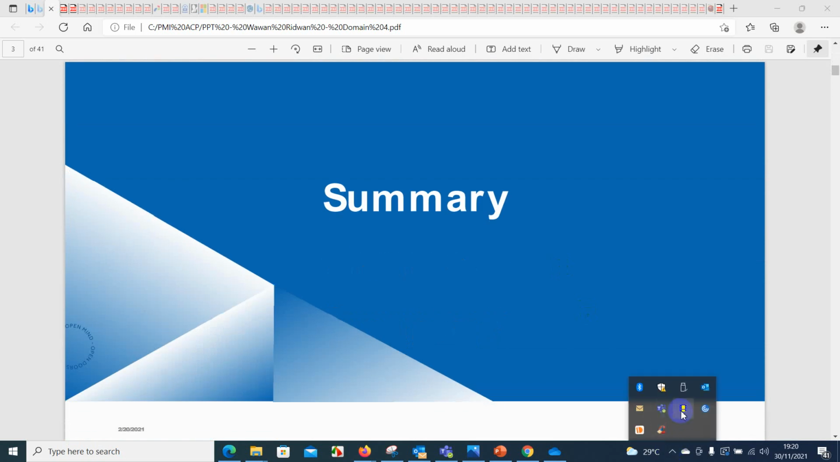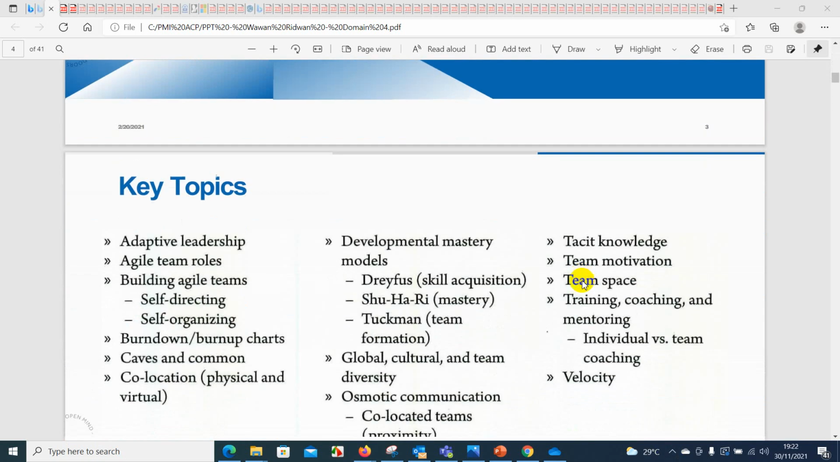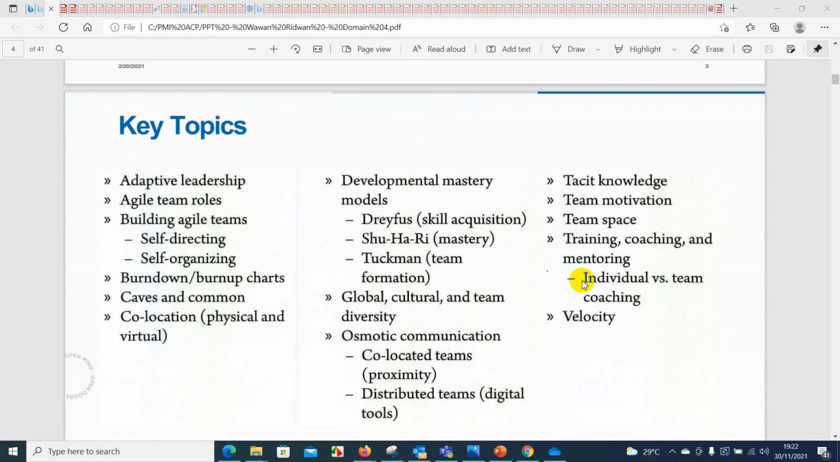Summary-nya sebagaimana dalam. Oke, domain 4, key topiknya adalah ini: adaptive leadership, agile team roles, building agile teams, self-directing, self-organizing, breakdown berangkat, KFS common, collocation, developmental mastery model, Dreyfus, Shu-Ha-Ri mastery, Tuckman team formation, global cultural and team diversity, osmotic communication, collocated team, distributed team, and tacit knowledge, team motivation, team space, training, coaching, and mentoring, individual and team coaching, velocity.